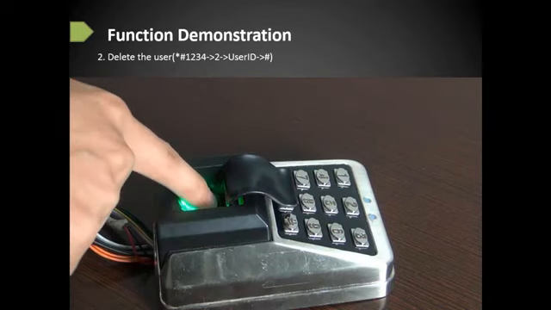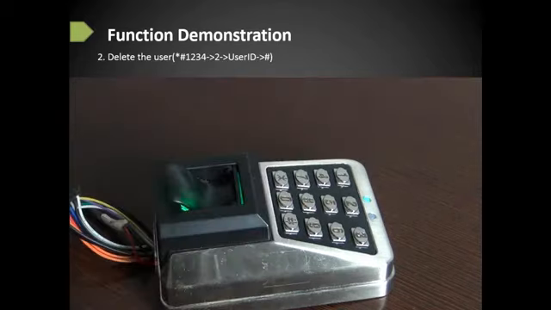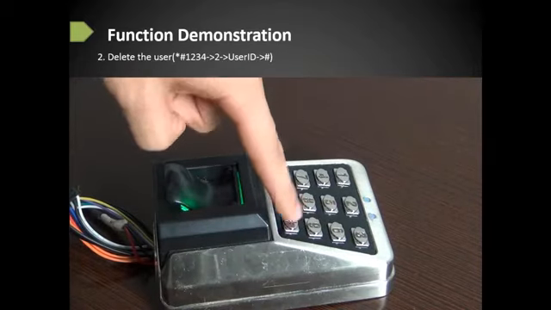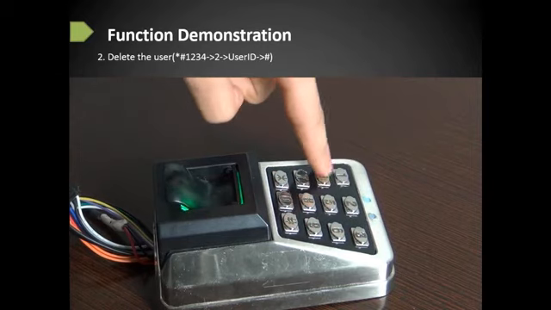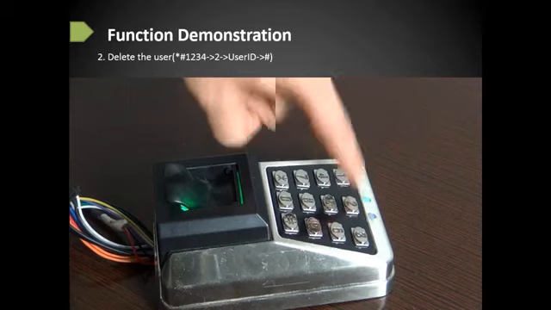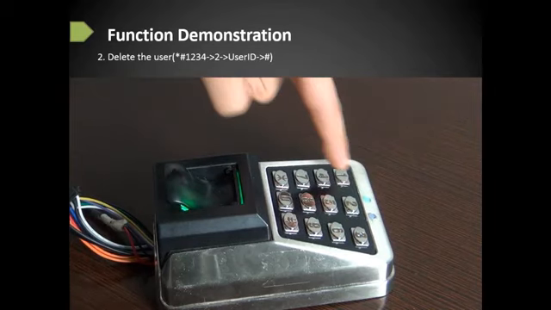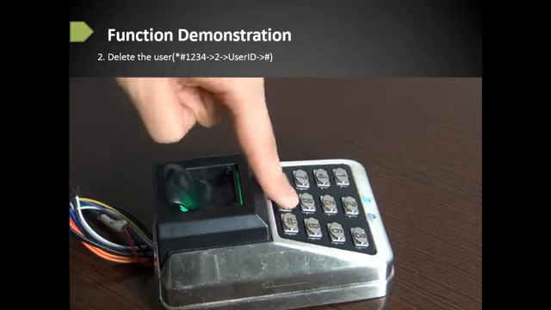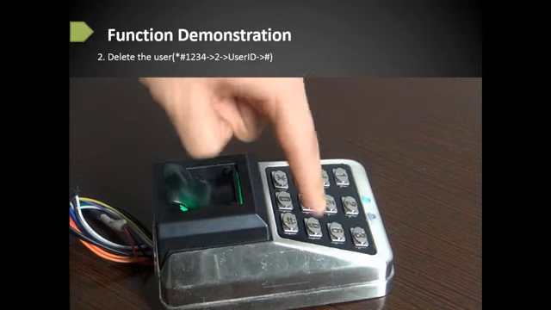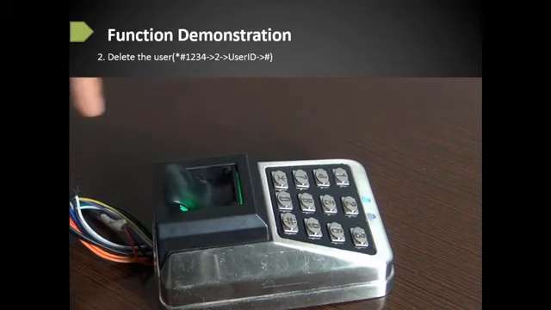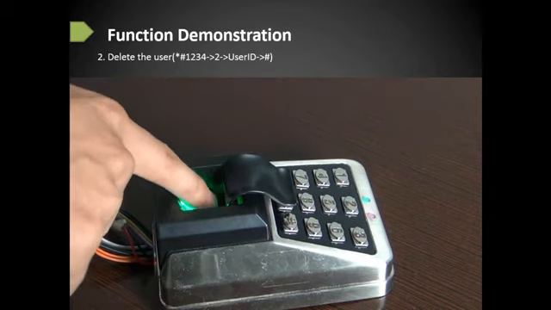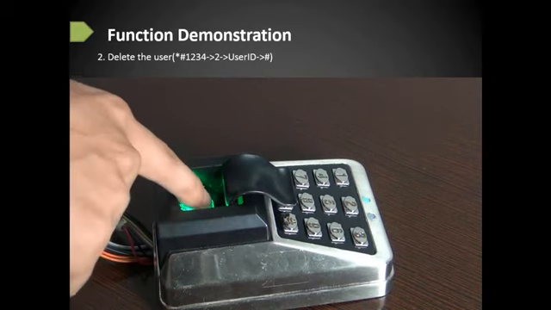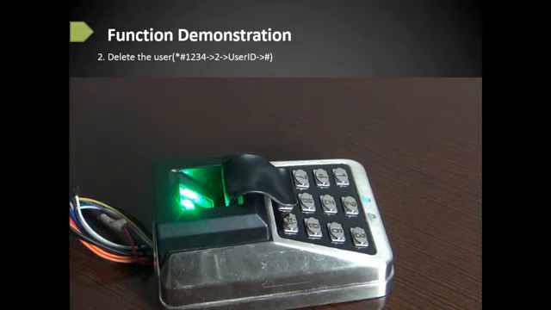I press my fingerprint to show this is valid. After I do this operation, the fingerprint is invalid. This step is to enter the administrator mode. I input 2 to enter the delete mode. I input my user ID 10099 with the end of the pound key. Yes, it's success. Then press your fingerprint as well. It's invalid. It means this user is deleted. Okay? It's easy to understand, right?